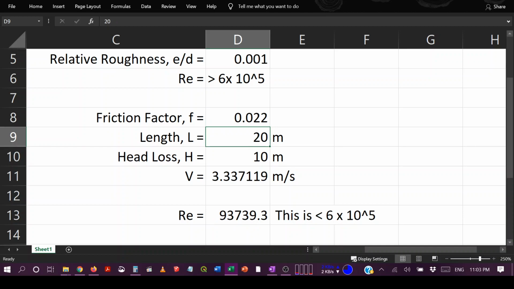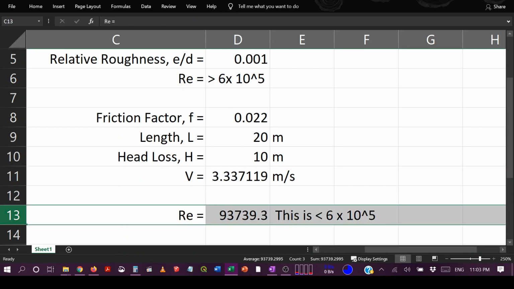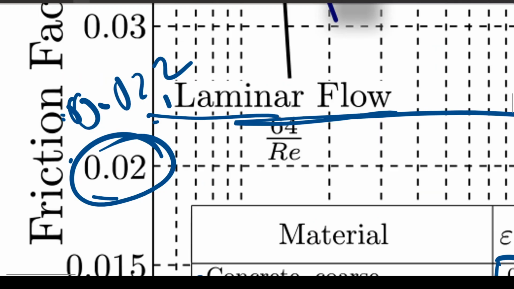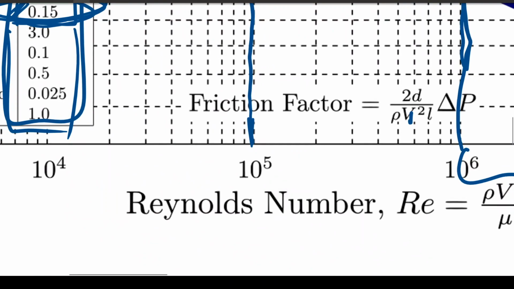Now, is it giving us any other kind of change? For 0.022 friction factor, now the velocity is, instead of 3.5, now it has become 3.337, and Reynolds number is now about 9.4 into 10 to the power 4. So let's see where that lies in this graph. So this is 10 to the power 4, 2 into 10 to the power 4, 3 into 10 to the power 4, and this is 10 to the power 5. Somewhere around here it will be 9 into 10 to the power 4. That means around this graph.